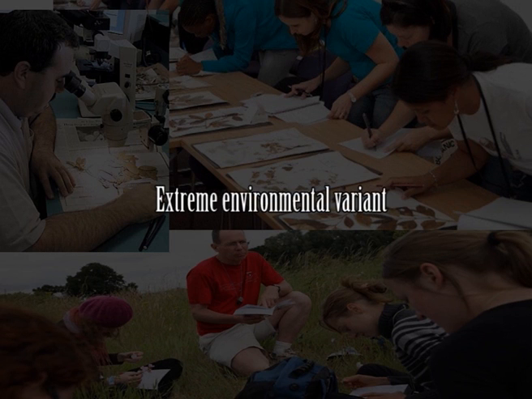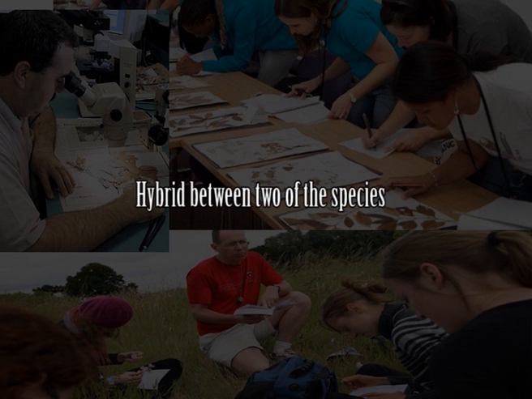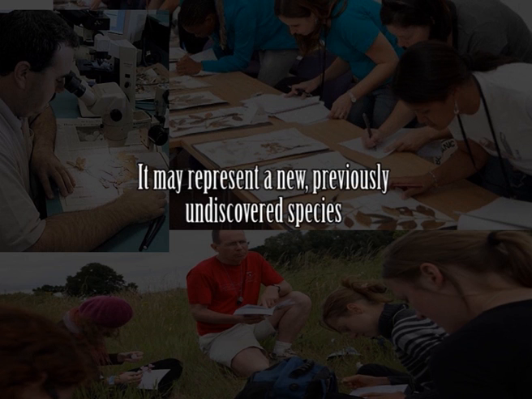The specimen could be an extreme environmental variant or it could be a hybrid between two of the species in the key. Thirdly, it is possible that it may represent a new previously undiscovered species that is not included in the key. These defects generally are likely to be found in keys which are based on study of a very limited amount of herbarium materials, so that the author was not able to get a proper idea of the range of variations of the species concerned.